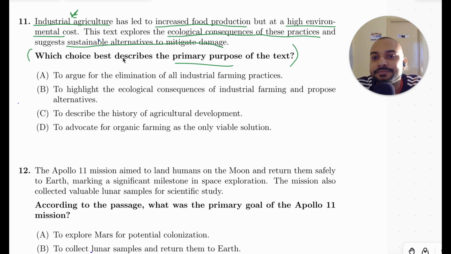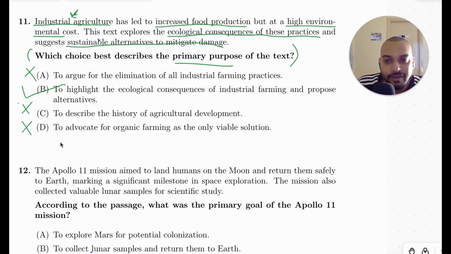So, primary purpose: to argue for the elimination of all industrial farming practices? No. Too extreme, not mentioned. To highlight the ecological consequences of industrial farming and propose alternatives? Yes. To describe the history of agricultural development? No. To advocate for organic farming as the only viable solution? No.